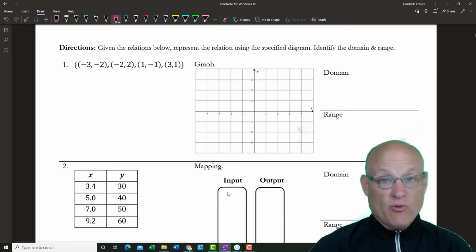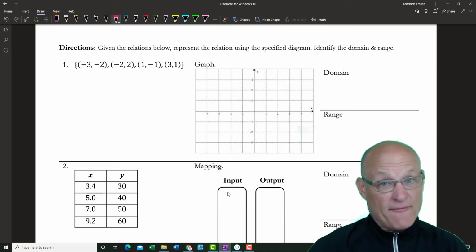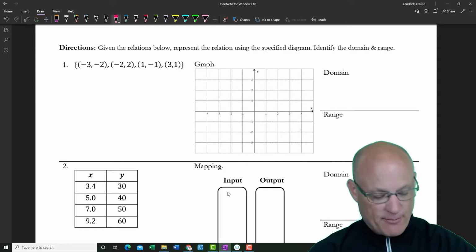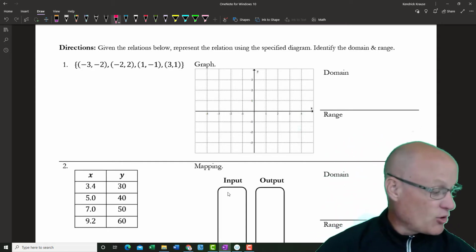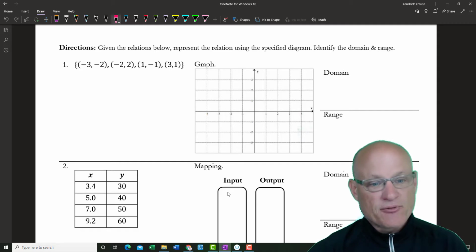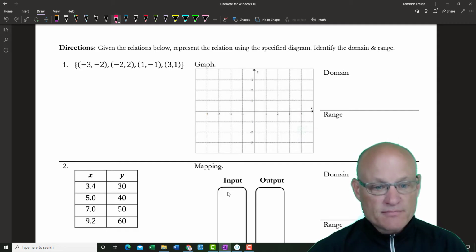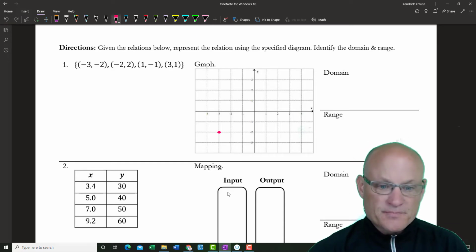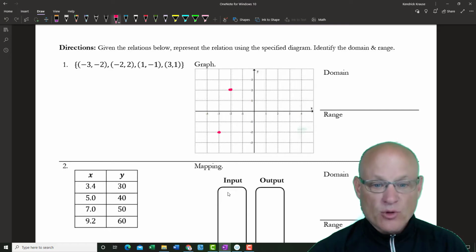What we're going to do is we're going to graph all three of these points. Hopefully graphing points is not that big of a deal for you. Hopefully you can do that pretty easily. I'm crossing my fingers. So -3, -2. Boom, there it is. -2, 2. 1, -1. And 3, 1.